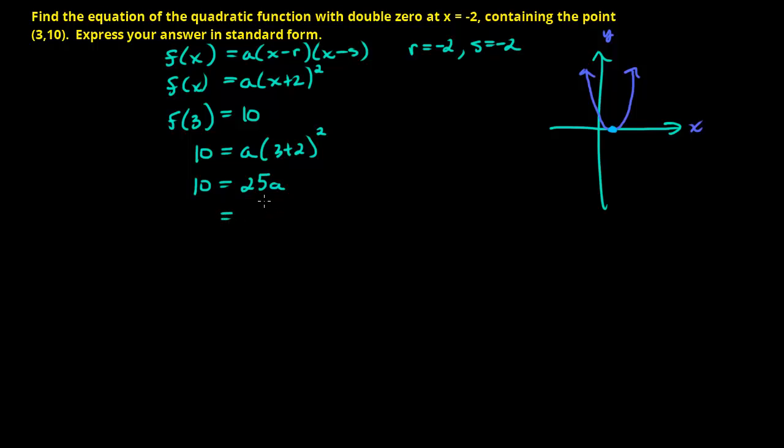If I divide both sides of the equation by 25, I get that a is equal to 10 over 25. And 10 and 25 are both divisible by 5. 10 divided by 5 is 2. 25 divided by 5 is 5. So I get that a is equal to 2 over 5. So my function f of x is equal to 2 over 5 times (x plus 2) squared.